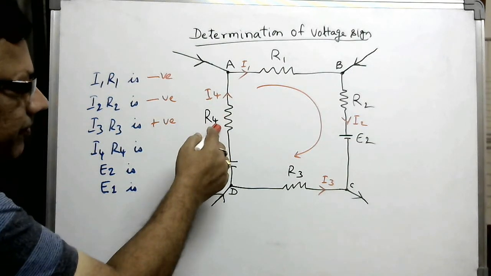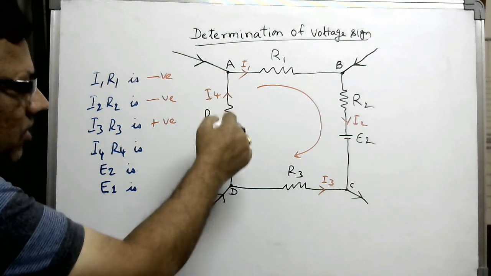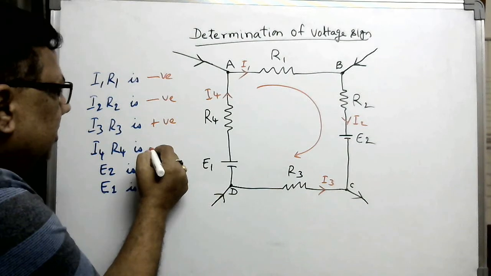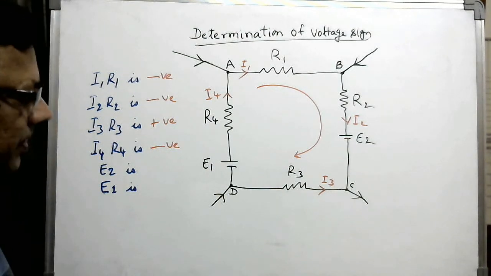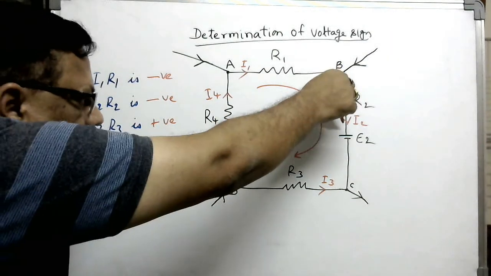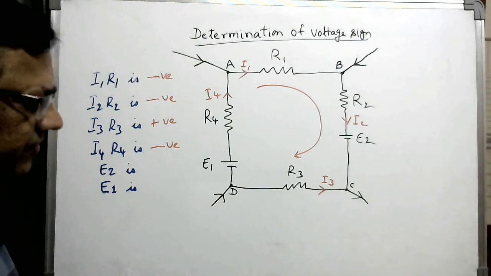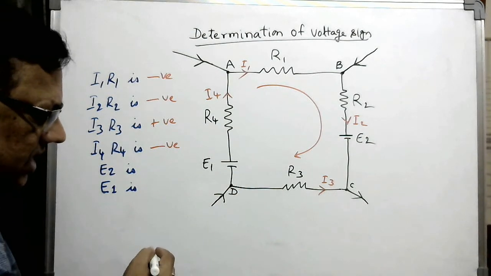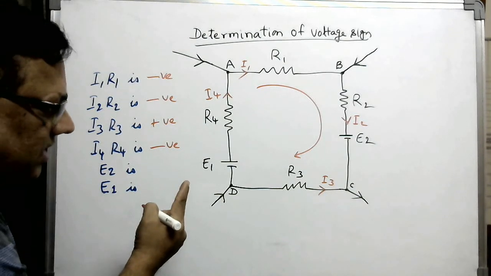I4 R4, we are moving in the same direction as that of I4, hence there is a fall in potential and the sign has to be taken as negative. And regarding the EMFs, the current is entering into the positive of EMF E2, thereby there is a fall in potential as we have seen in the battery signs earlier.